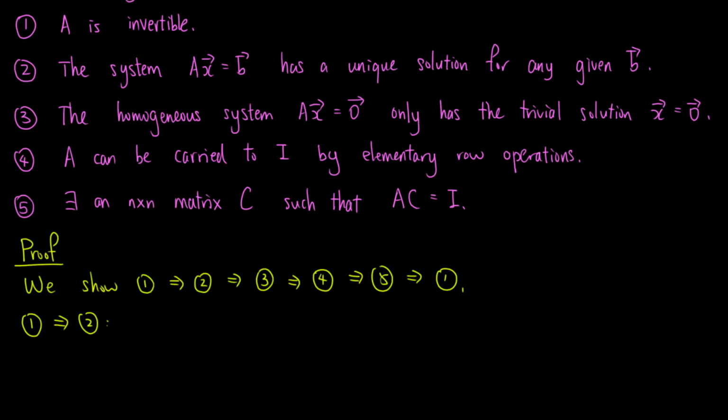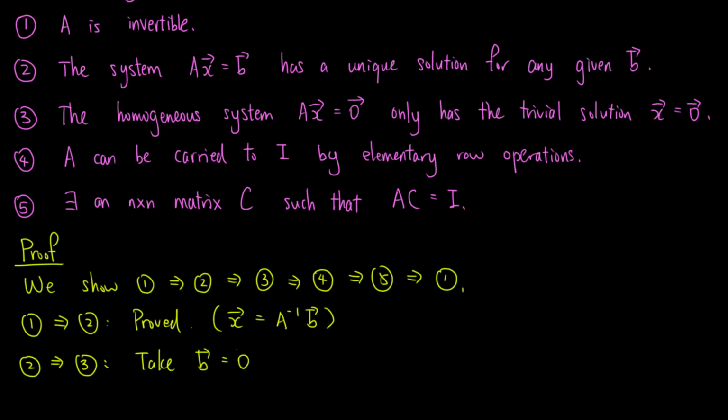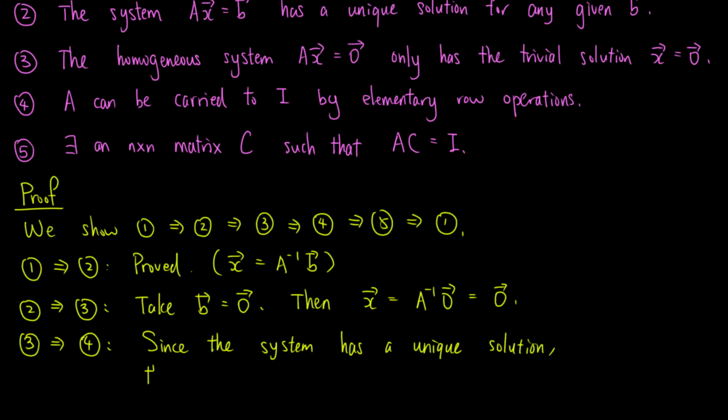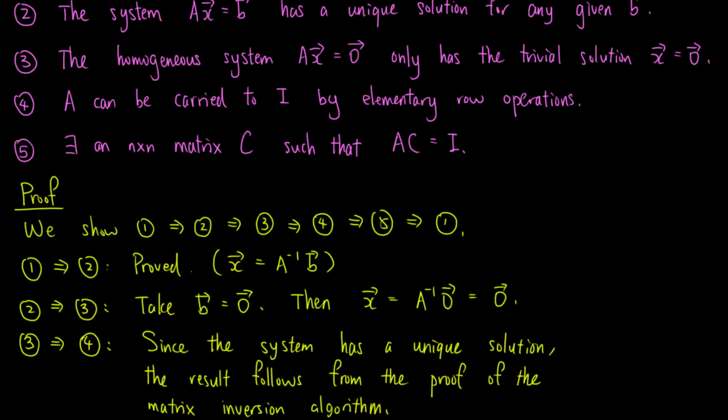We have already shown that the first condition implies the second, because we can use the inverse matrix method to find a unique solution x to be A inverse times b. You can refer to the video for inverse matrix method. To show that the second condition implies the third, we take b equals the zero vector. Then x equals A inverse times the zero vector, which is just the zero vector. So this is the only solution. To show that the third condition implies the fourth, since the system has a unique solution, namely the trivial solution, we can show that the fourth condition holds by following the proof of the matrix inversion algorithm. Again, you can refer to the relevant video.